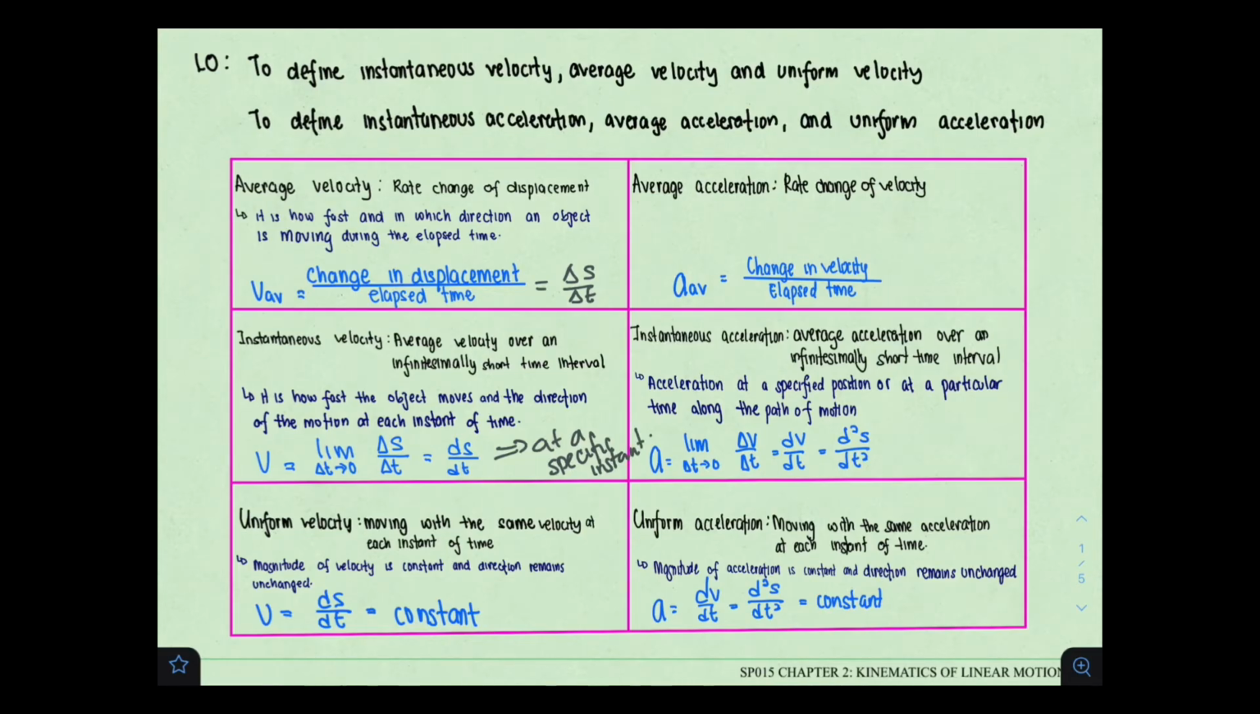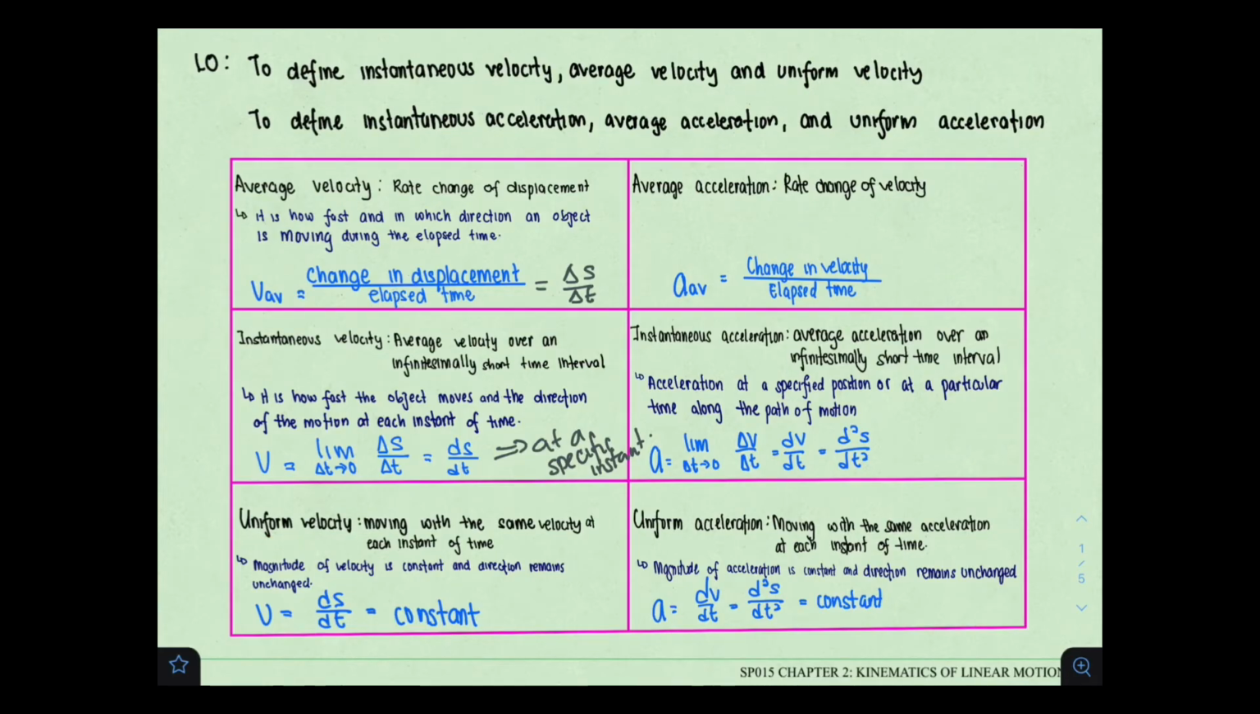Okay, next adalah the uniform velocity. Uniform velocity is moving with the same velocity at each instant of time. Maksud uniform velocity adalah nilai velocity kamu tidak akan berubah. Magnitude of the velocity is constant and the direction remains unchanged. Maksudnya dua-dua tak berubah. Nilai dan juga arah sesuatu objek itu tengah bergerak tidak akan berubah. Okay, so dia akan ada nilai velocity yang sama, itu kita panggil uniform velocity.